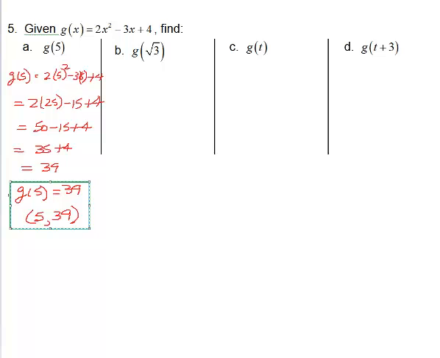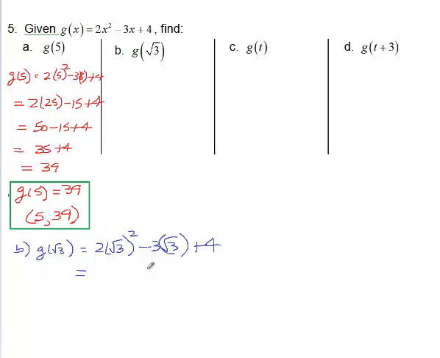Now if I look at B, let's go to a different color. G of root 3. Now let's do B down here to get a bit more room. G of root 3. What does that mean? It means to put root 3 in for x. So I get 2 times root 3 squared minus 3 times root 3 plus 4.